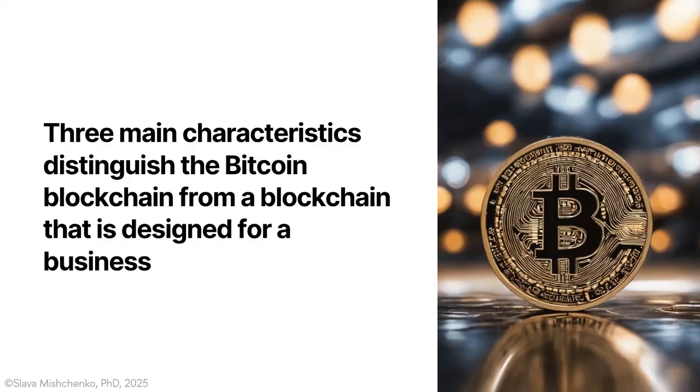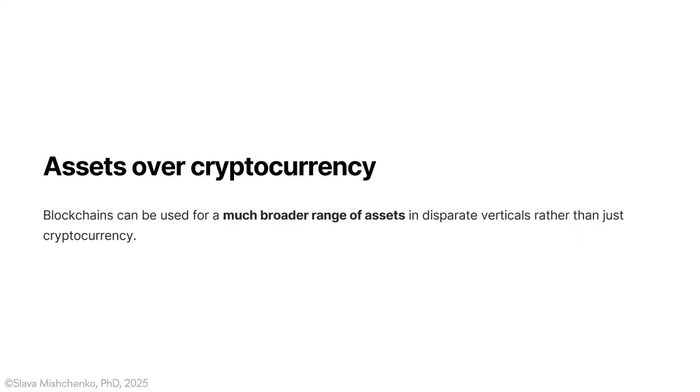And now let's examine each of these characteristics in detail, starting with the first major difference in the next slide. So I think you'll find it illuminating how each characteristic addresses specific business requirements that differ from Bitcoin's original purpose. And now on the next slide, let me explain one of the key differences between Bitcoin's blockchain and business-oriented blockchains, which is their approach to assets.